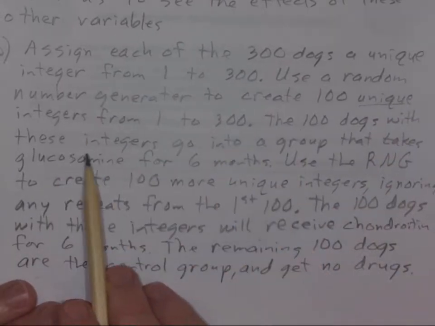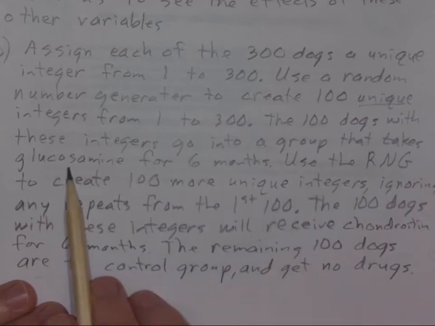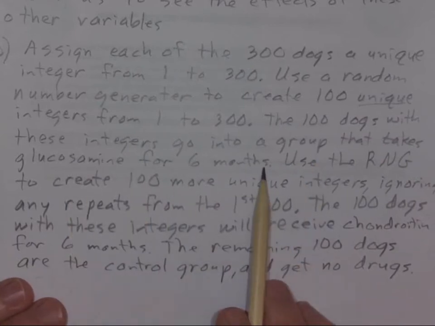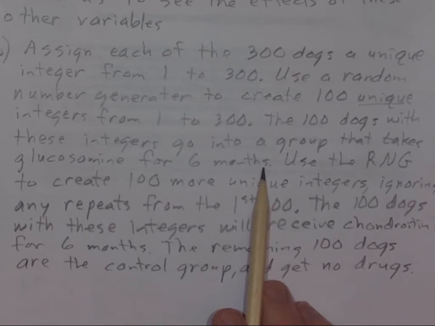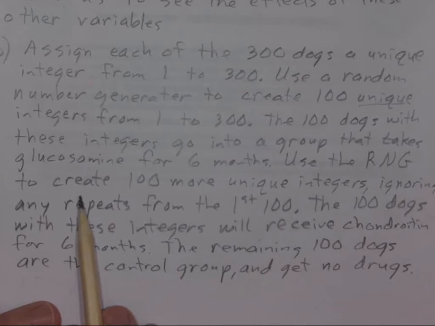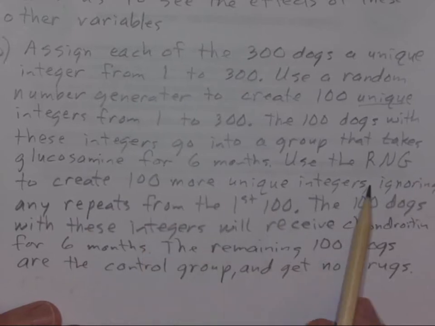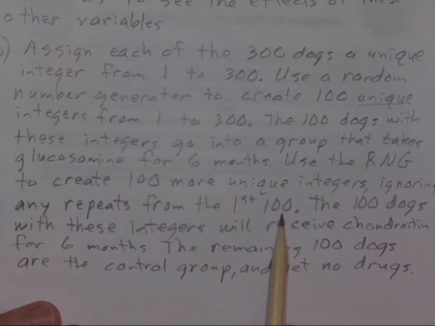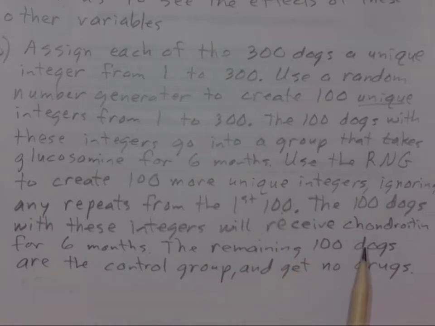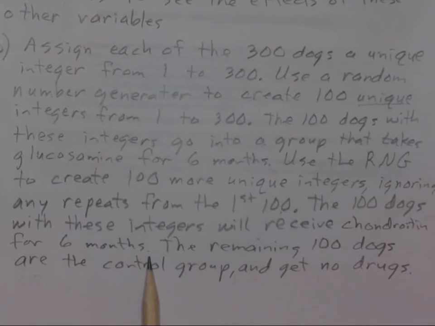The 100 dogs with these integers go into the group that takes the glucosamine for 6 months. So you have to say it's the dogs, not the numbers. It's the dogs that are going into the groups. Okay. Use the random number generator to create 100 more unique integers, ignoring any repeats from the first 100. We can't have the same dog get two treatments. All right. The 100 dogs with these integers receive the chondroitin for 6 months, and then the remaining 100 dogs are the control group and get no drugs.